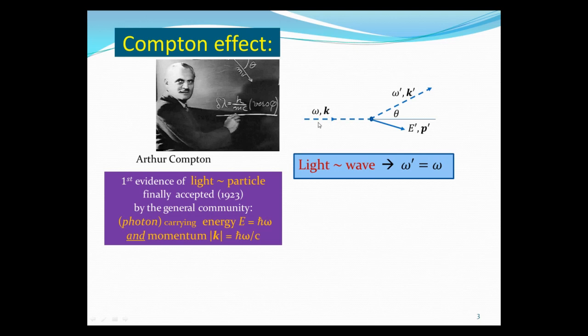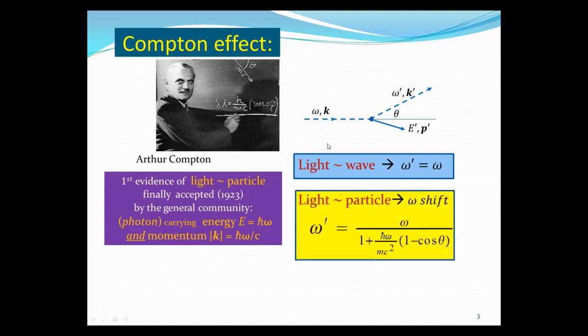Now, for this case, light scattering off an electron, if light is strictly a wave, you expect the final frequency to be the same, because a wave comes in, the electron pops up and down, and then radiates at the same frequency. So omega prime must equal omega. But as you will see, if you treat light as particles, a photon comes in and bounces off, and there will be a frequency shift by precisely this amount. This is called the Compton formula of the frequency shift.